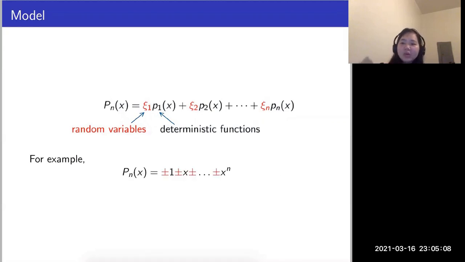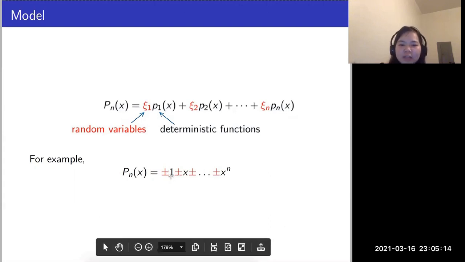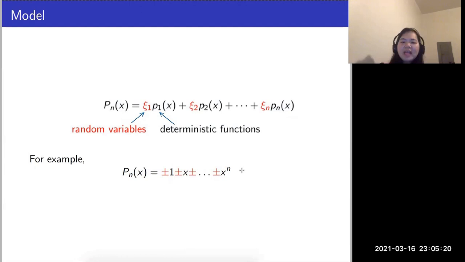And here is a toy example to keep in mind. P_n(x) equals a combination of these deterministic functions being 1, x, up to x to the n, and the random coefficients are just random signs. Another way to think about it is a polynomial P_n up to degree n where the coefficients are either plus or minus 1, there are 2 to the n plus 1 of them, and you pick one uniformly, and you get a random polynomial. It's going to be the exact same distribution.